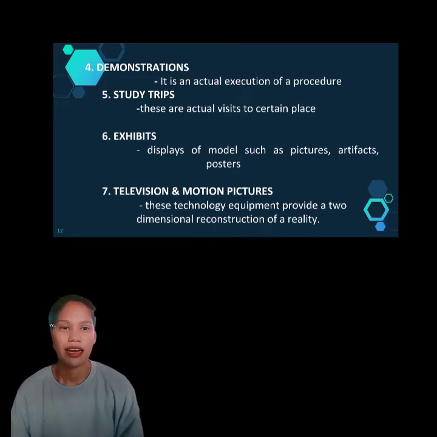Number 7, television and motion pictures. This technology equipment provides a two-dimensional reconstruction of reality. These allow learners to experience the situation being communicated through the mediated tools. They provide a feeling of realism as viewers try to understand the message portrayed by actors in the film. Television and motion pictures are so familiar to us, right?